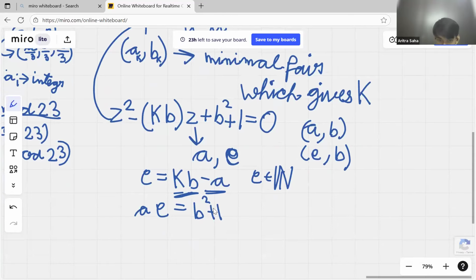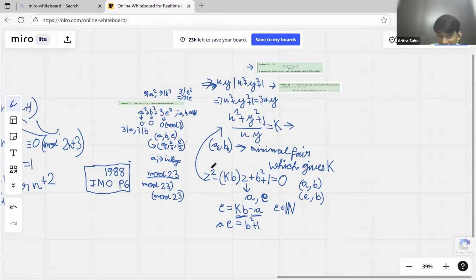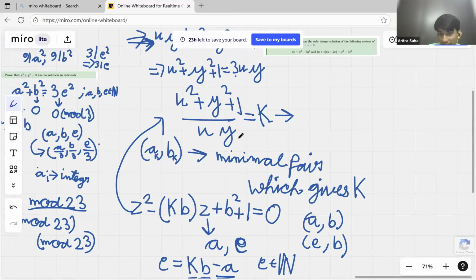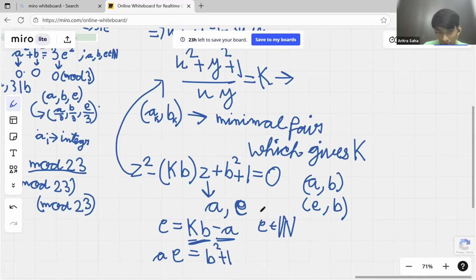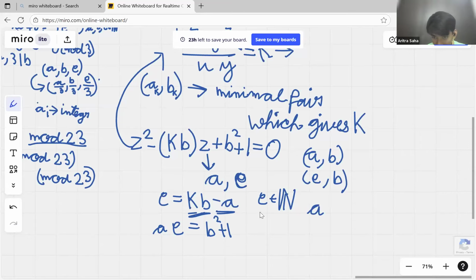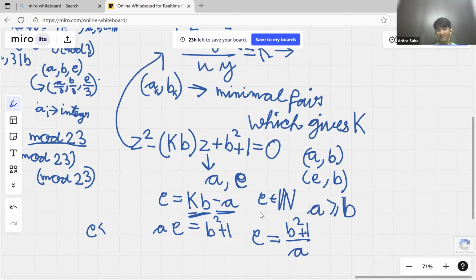And now the main idea is that the equation is symmetric: changing a and b doesn't change it. It's x square plus y square plus 1 by xy. If we switch x and y, it doesn't change much. So what we can do is take a greater than or equal to b. And now c will be b square plus 1 by a. If a is strictly greater than b, then c will be strictly less than a, which is false by our Vieta thing, because we took this to be the minimal pair.